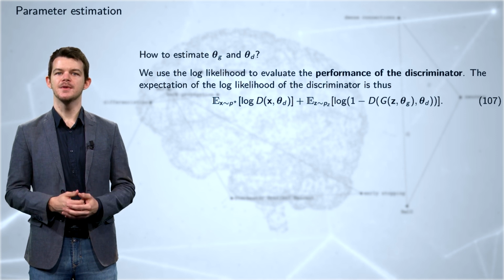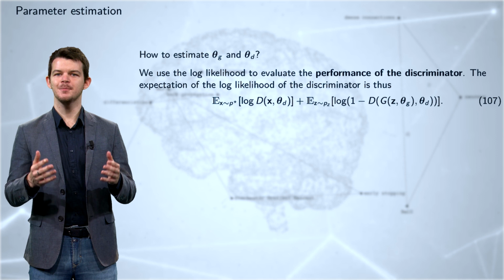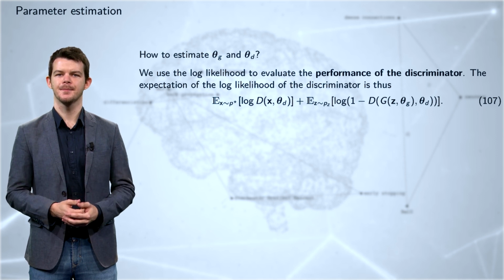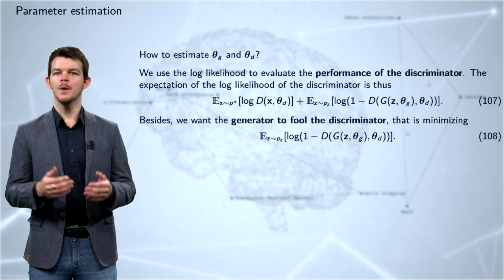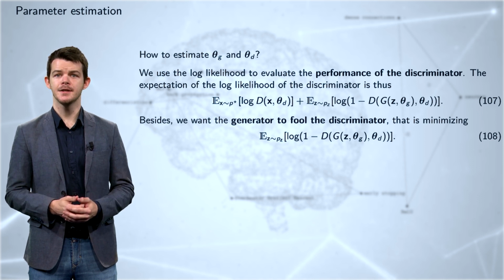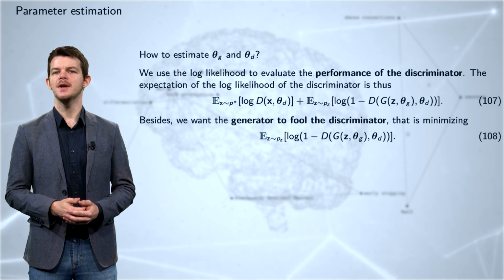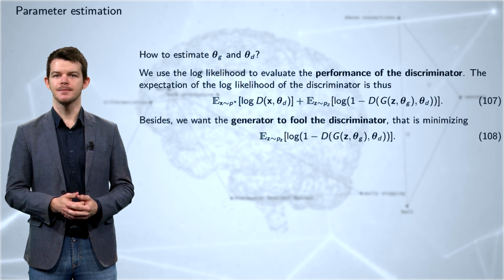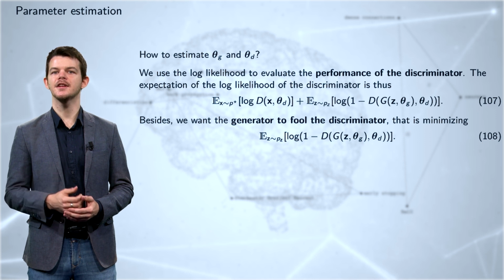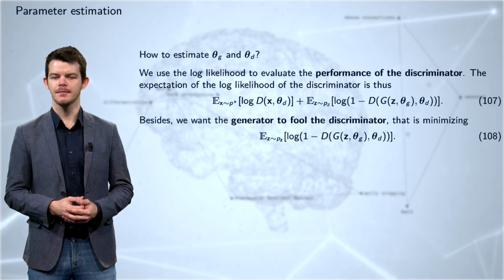We can maximize the quantity in 107 to find the best parameters for the discriminator. However, finding the best parameters for the generator requires to minimize 108, which states that the generator must fool the discriminator. Indeed, the generator is good if the probability that a fake sample is classified as a true sample is large. This corresponds to the term in 108, which is exactly the second term in 107.